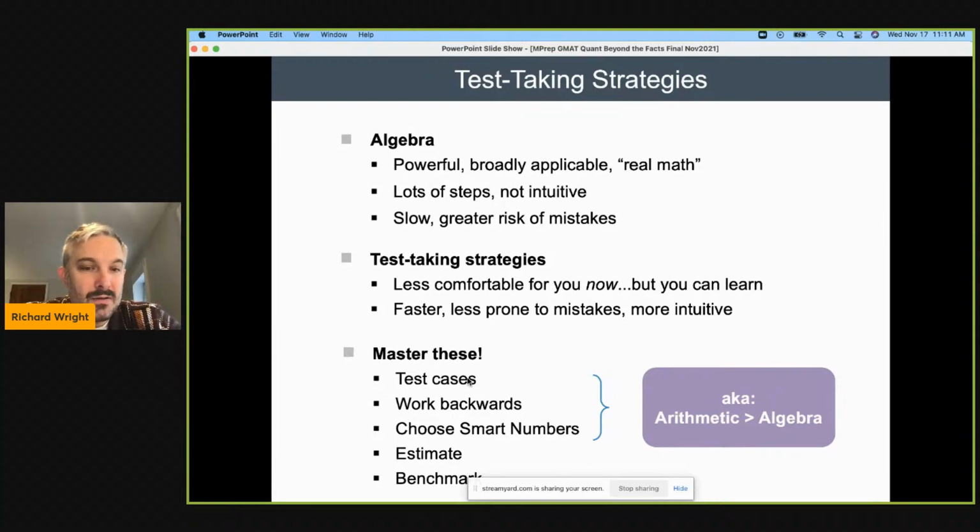The core idea behind all of these, testing cases, working backwards, and smart numbers, is that you're turning algebra, which is abstract and sort of hard for your brain to think about, even if you're really good at math, it's relatively hard compared to arithmetic. Arithmetic involves real numbers. It's just easier for your brain to conceptualize real numbers. What you should do is very straightforward. Anytime you have the opportunity to use arithmetic, which means math with real numbers, instead of algebra, which is math with abstract variables like x, arithmetic is always the better option.